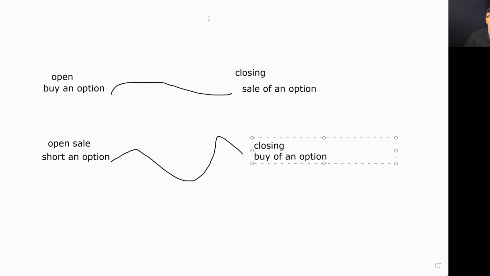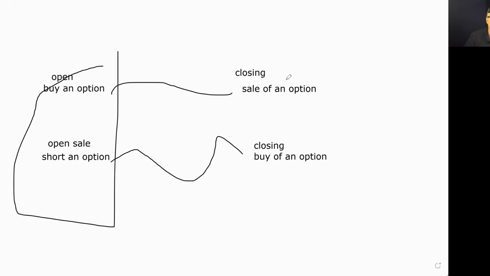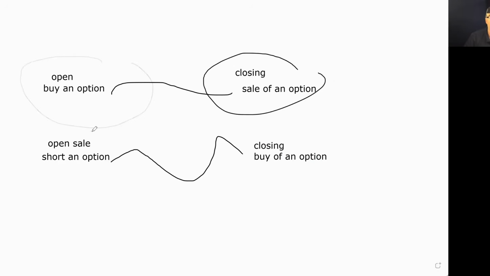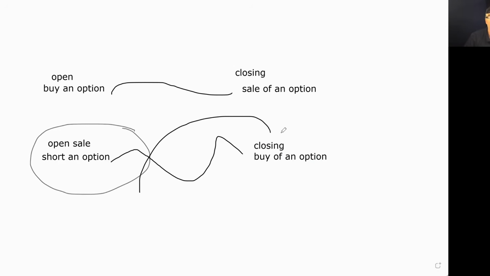So remember, when you start the position, it's open. And when you get rid of it, it's closing. You're closing out or liquidating, okay? But it's always open first, close second. So if you open buy, it has to be followed by a closing sale. If you have an opening sale, it has to be followed by a closing buy. That's a little one that confuses people a lot.